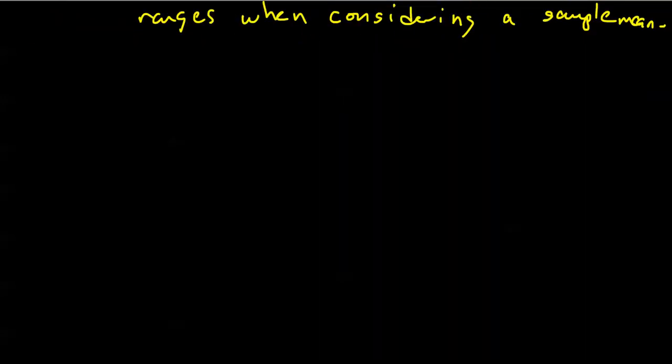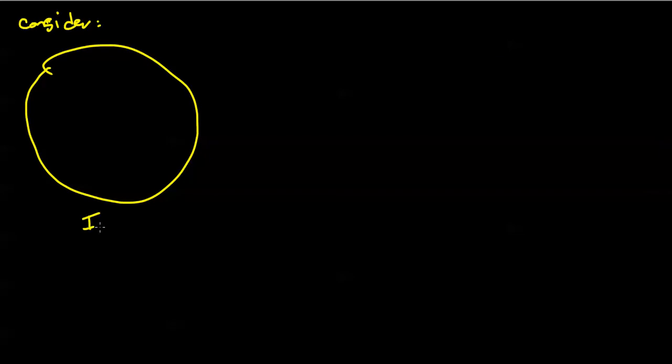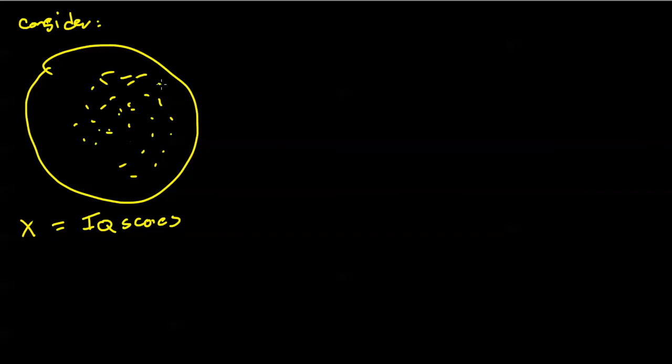It can give you a kind of visual interpretation of that. Let's talk about this. Consider the group of all IQ scores of all time. I'm going to symbolize that with a circle. And I'm going to let x equal all the recorded IQ scores of all time, in millions and millions of individual scores represented by little dots in this big circle that represents the population of all IQ scores.